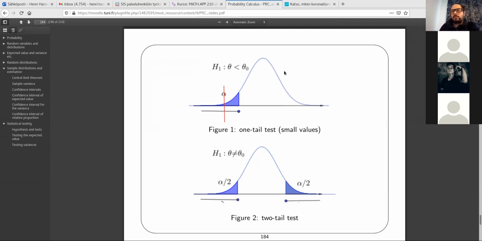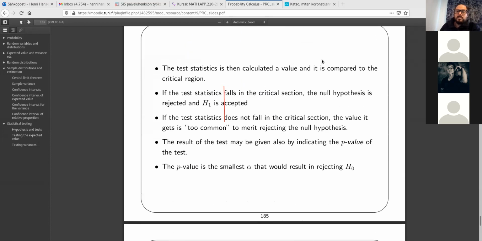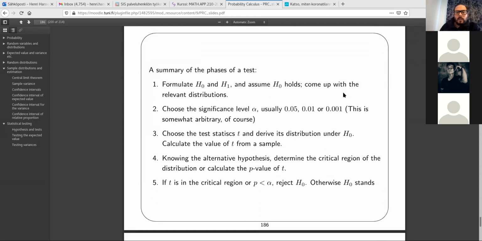Usually if the p-value is greater than 0.05, then we have not rejected the null hypothesis, and those are not considered to be statistically significant results. So here's the summary.